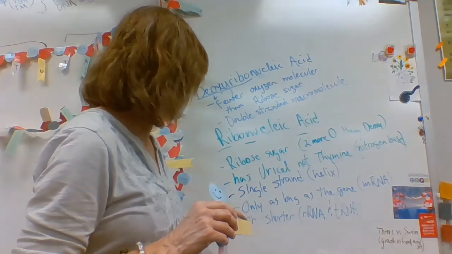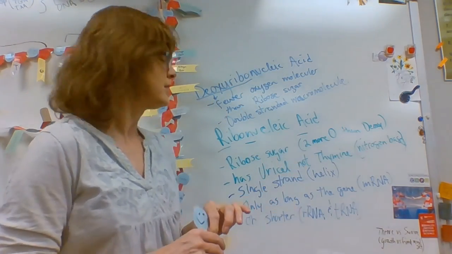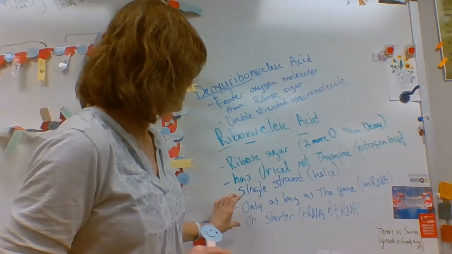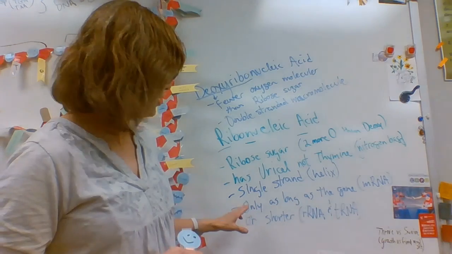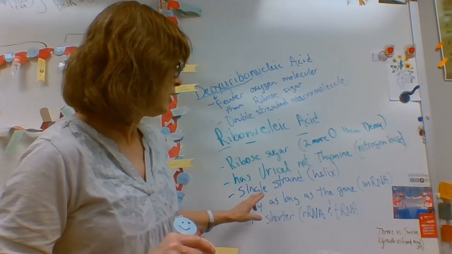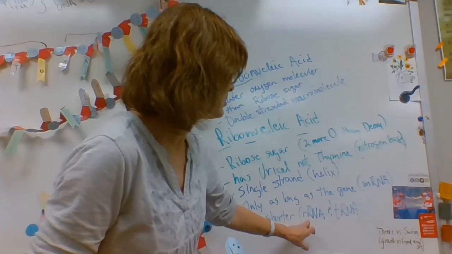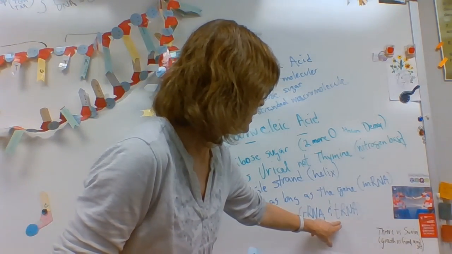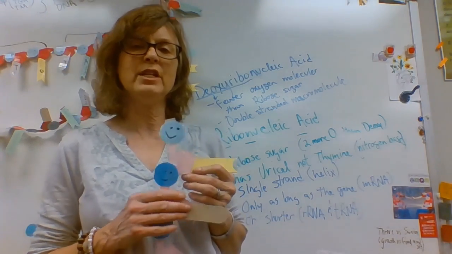Okay, so it'll only be as long as the gene, and once we get into the cytoplasm, there are also other kinds of RNA called ribosomal RNA and transfer RNA, and we're going to talk about those in the next video.